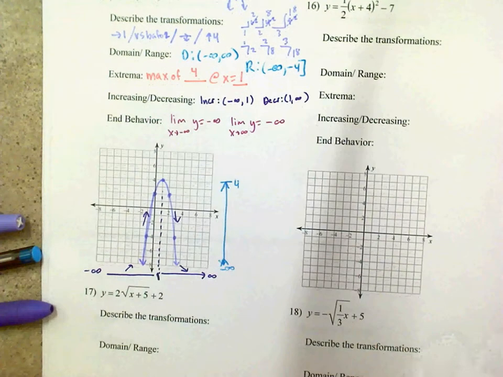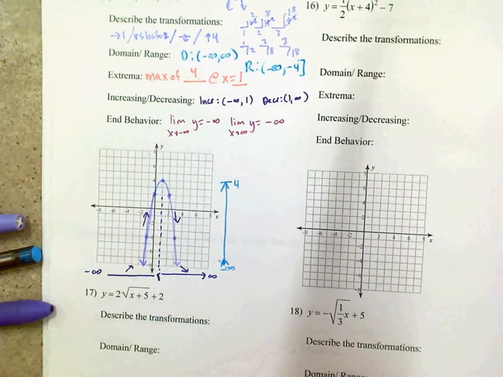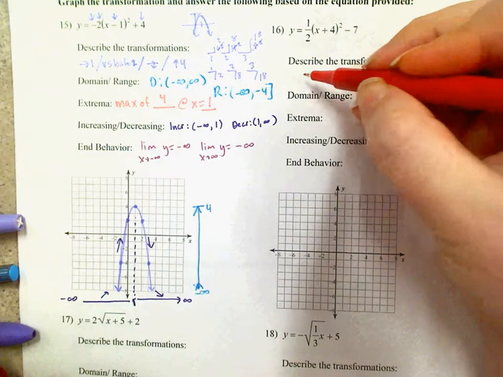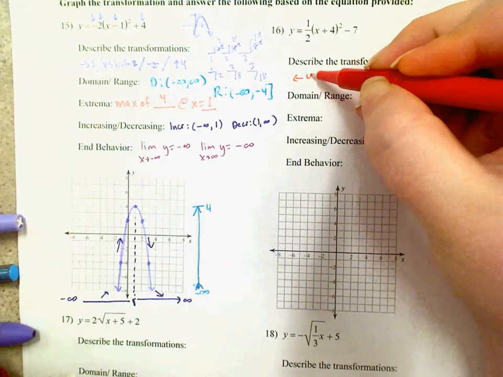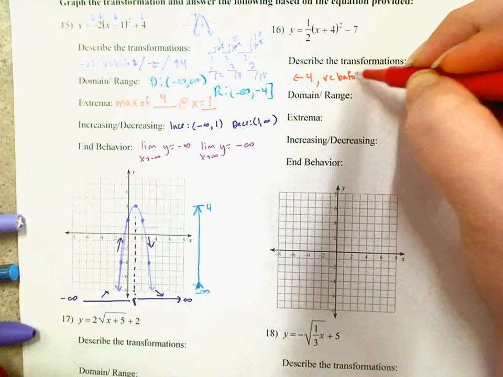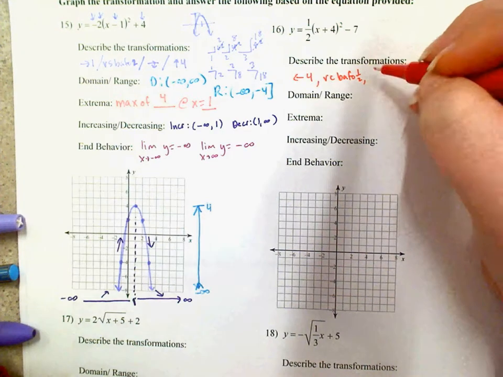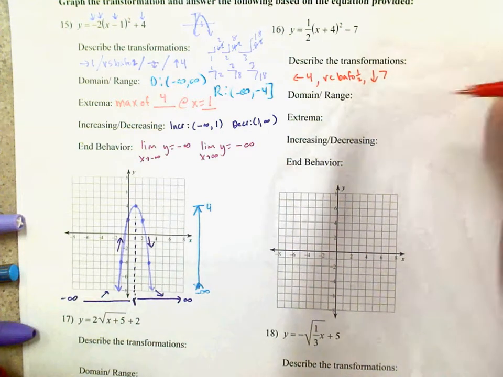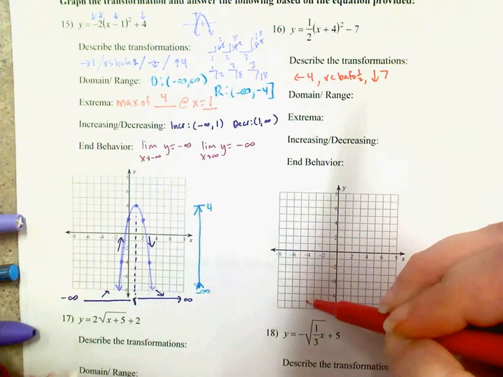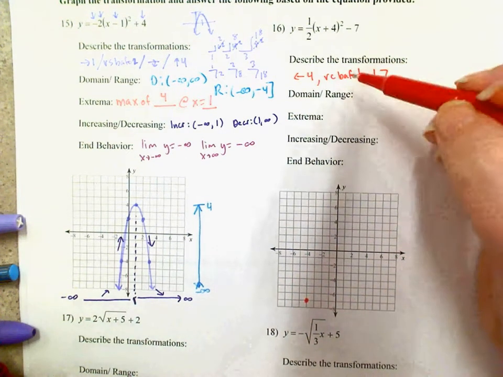All right, number 16. Plus 4 means go to the left 4. 1/2 is a vertical compression by a factor of 1/2. And minus 7 on the outside means go down 7. So I'm going to go left 4, down 7. And then the vertical compression by a factor of 1/2.